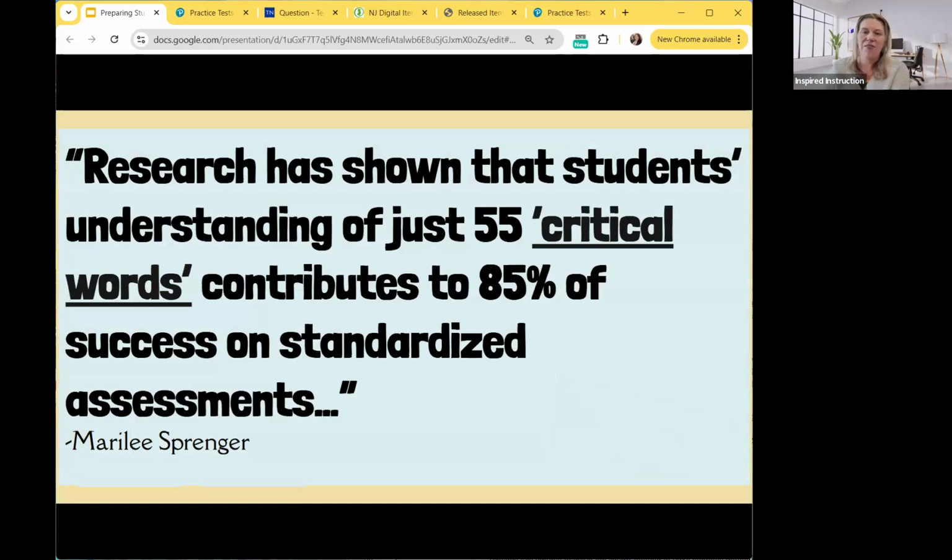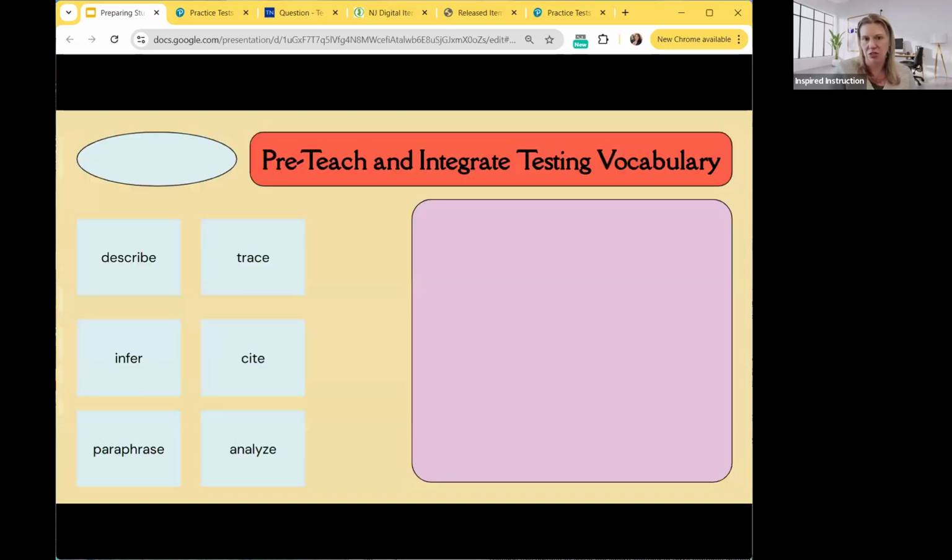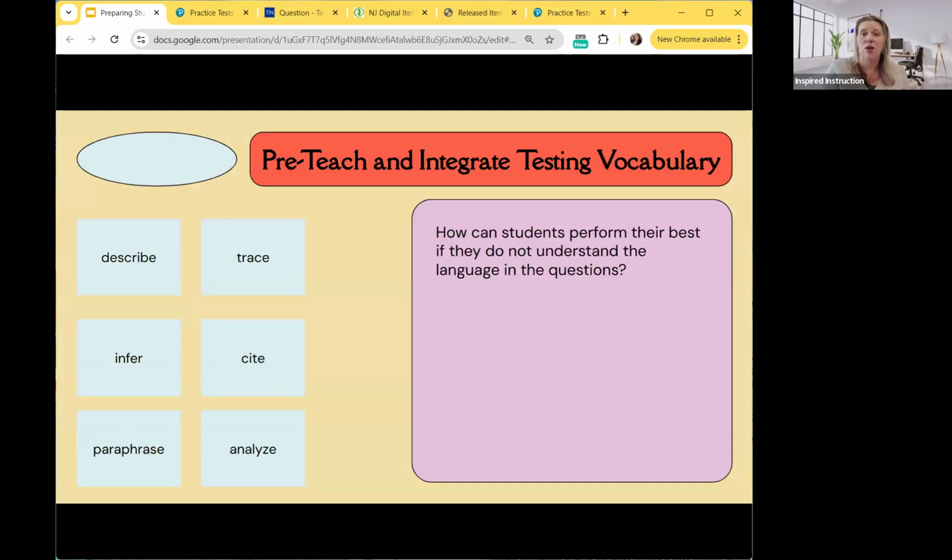All right, moving on. I think this fact is really, really important. Research shows that students' understanding of 55 critical words contributes to 85% of success on standardized assessments. If our kids don't know the language that's going to be used on the test, how do we expect them to succeed? So one of my other general best practices for preparing kids for high stakes assessment is to pre-teach and integrate testing vocabulary. As I said, if they don't understand the language, how are they going to understand what's being asked from them?